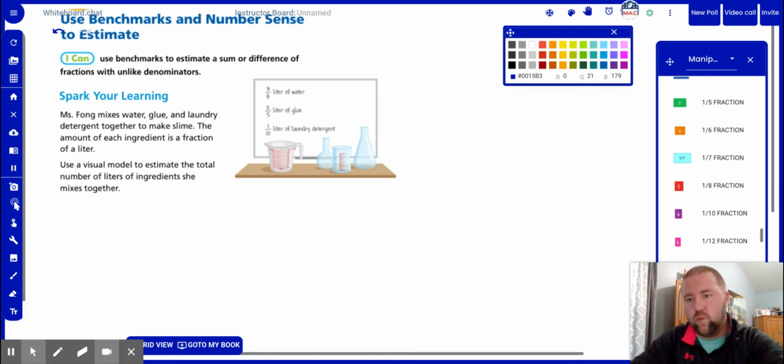Ms. Fong mixes water, glue, and laundry detergent together to make slime. The amount of each ingredient is a fraction of a liter. Use a visual model to estimate the total number of liters of ingredients she mixes together.